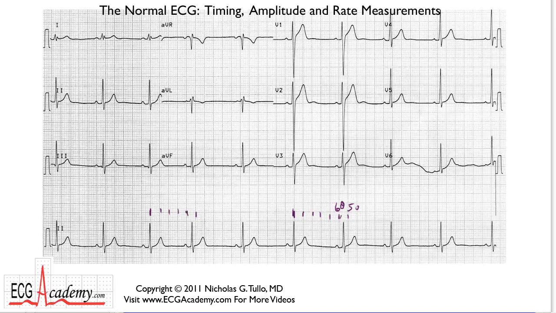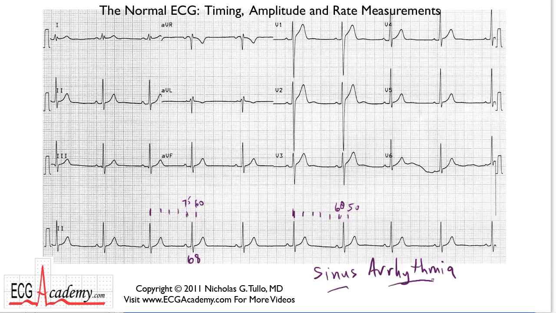Wait a minute. That's not the same. If this is 75 and this is 60, then we're talking a rate of maybe 68 beats per minute, but that's not the same as this one. So it turns out that there is such a thing known as sinus arrhythmia. Sinus arrhythmia is a normal finding, and we're going to discuss it when we talk about sinus node function.